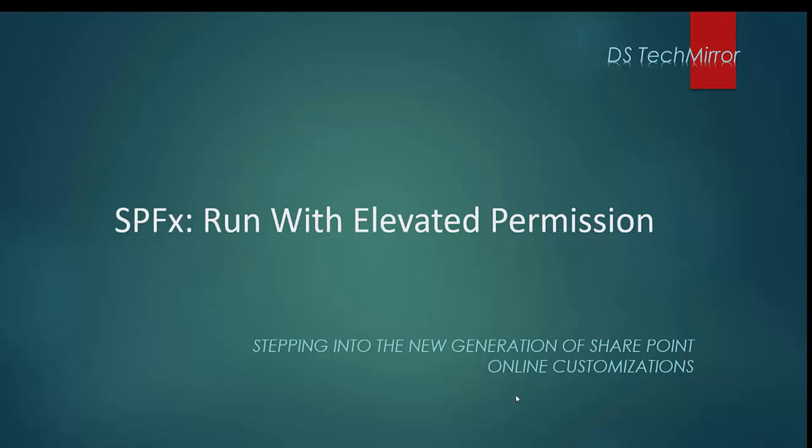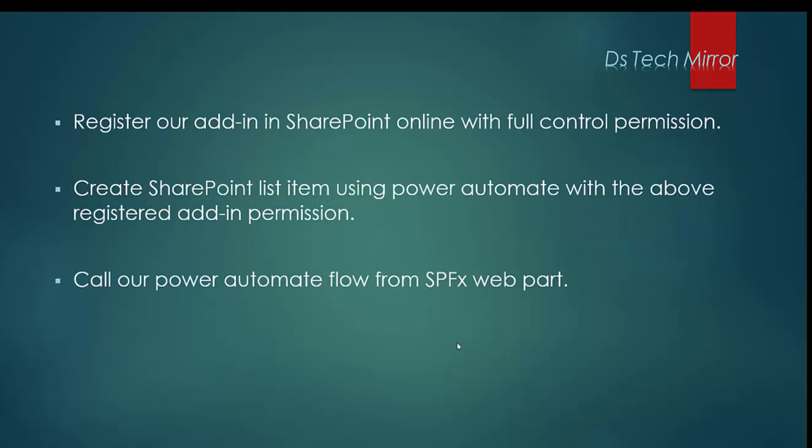To implement today's scenario, we will follow these three steps. Number 1. Register our add-in in SharePoint Online with full control permission. In SharePoint Online, for elevating permission level, we have to use add-in policy. That is, we have to register our add-in inside SharePoint using app only policy. In the next step, we will be creating our Power Automate flow to create the SharePoint list item. And in the third and final step, we will be calling our Power Automate flow from inside our SPFX web part. So let's get started.